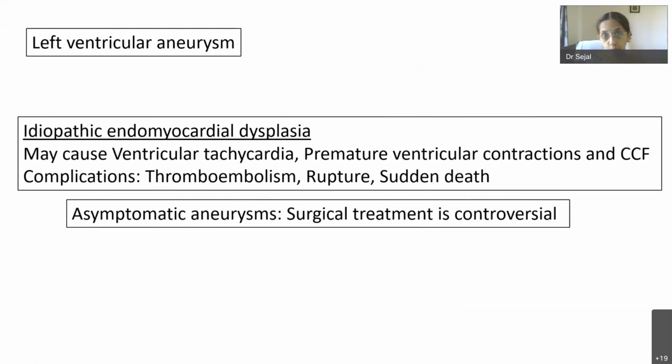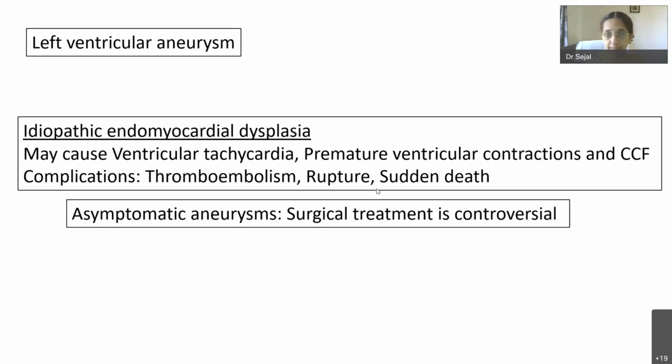So now that I don't know why it is formed, then what do I do? I need to understand that LV aneurysm can cause arrhythmias, including life-threatening ventricular tachycardias, and it can also cause thrombus formation, thromboembolism, sometimes rupture and sudden death.